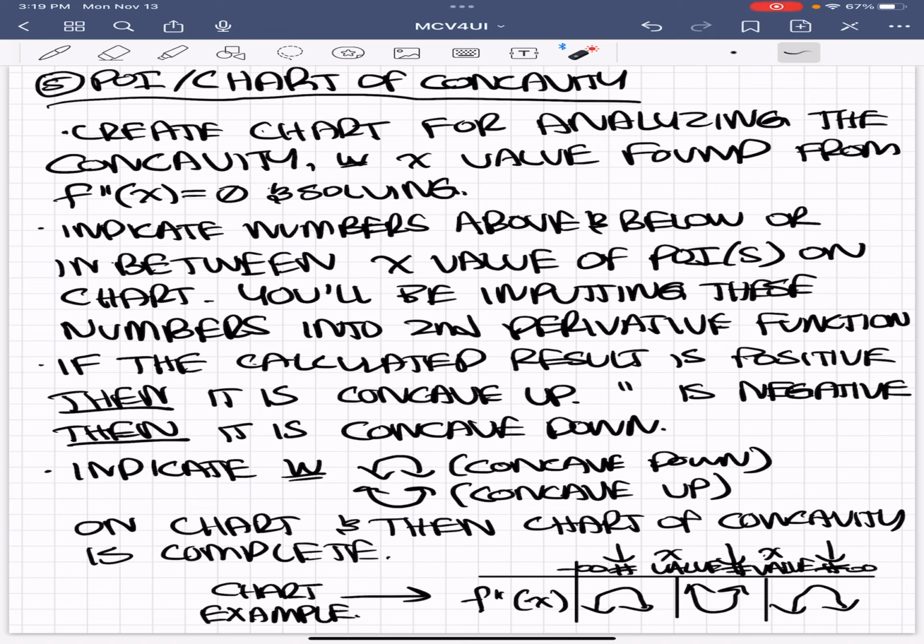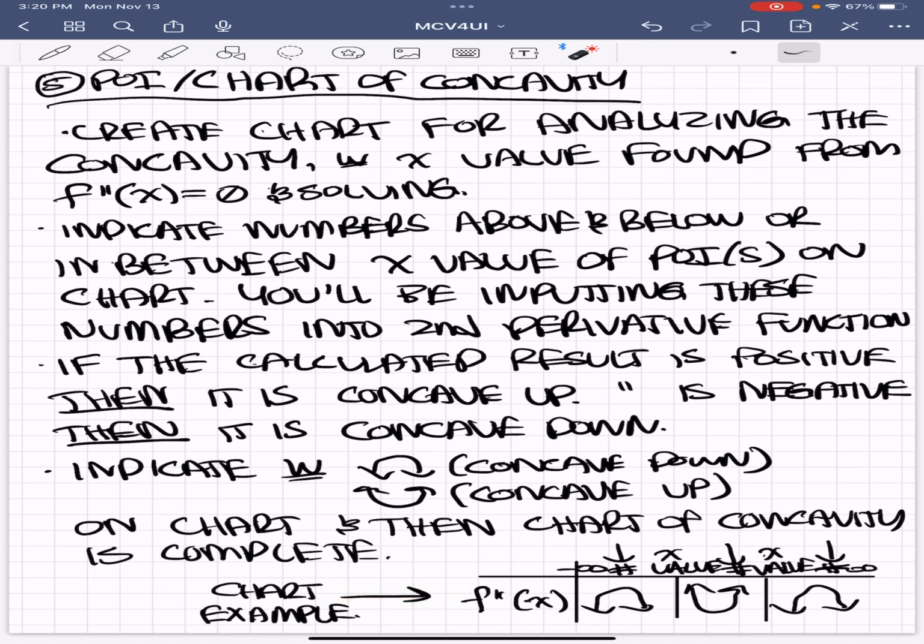If the calculated result is positive, then it is concave up. If the calculated result is negative, then it is concave down. Indicate with these two symbols here if it is concave down or concave up. And then again, positive for concave up and negative for concave down on the chart. And then the chart of concavity is complete. Here's an example of what the chart might look like.